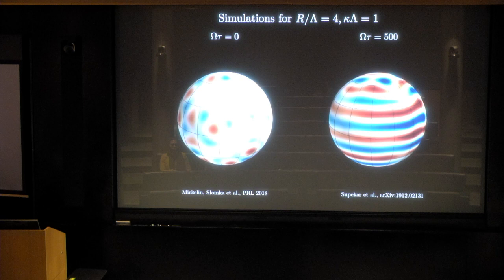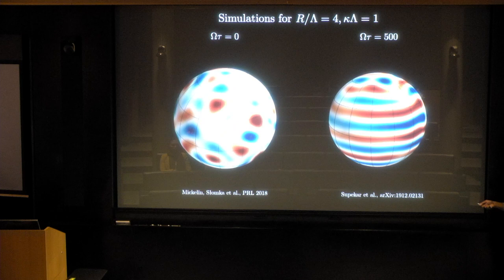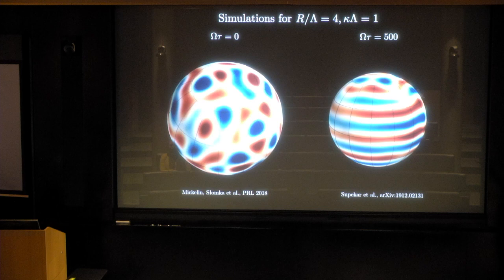Here, I'm showing you a simulation when omega is 0, so we are not rotating. As we see this simulation, we can see that there are these vortices that are basically forced. There's a certain length scale that we can see, and that is forced by the GNS dynamics.